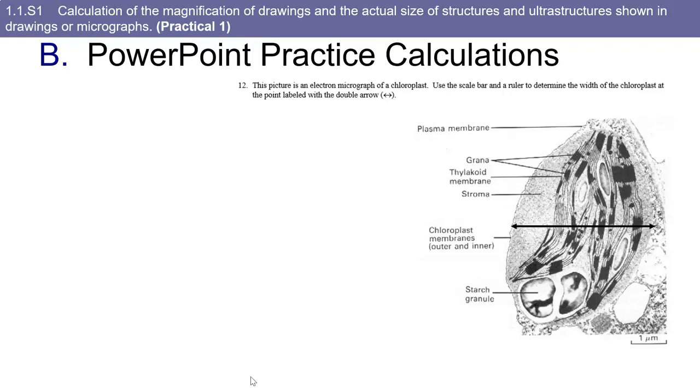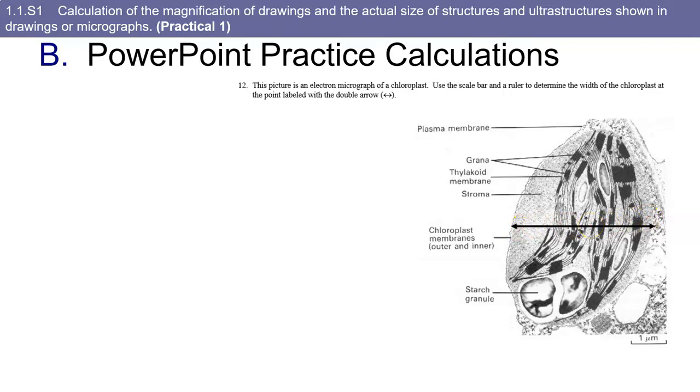So this is magnified quite a bit over real life. This is a problem that was on your pretest, and if you got to it, you might not have been sure how to solve it, but the question is asking for us to determine the width of the chloroplast. So this entire structure here is the chloroplast. I want to know what the width is right here where this double arrowed line is.